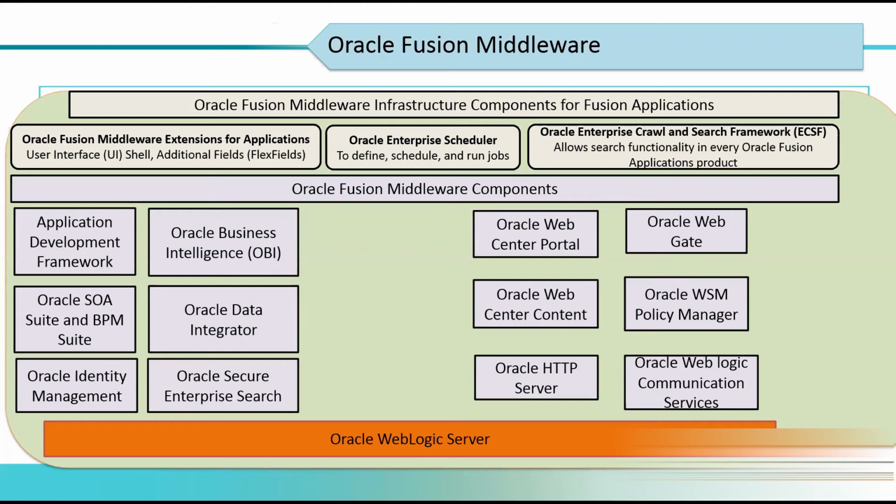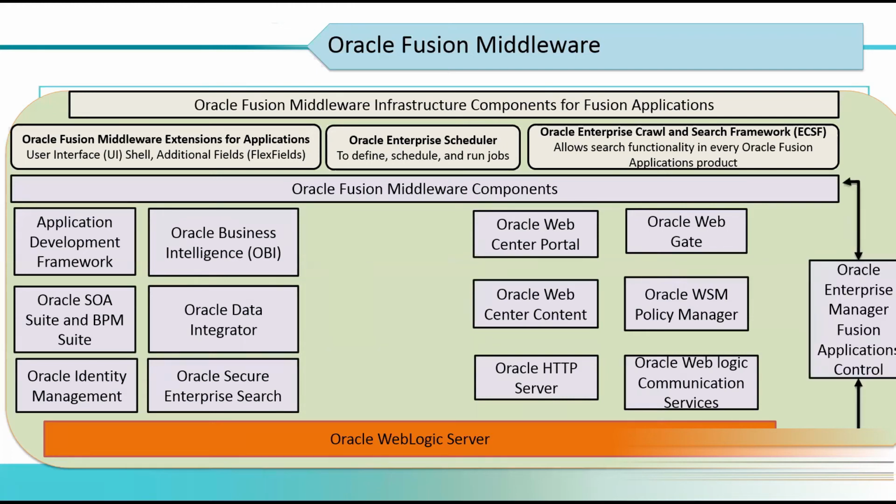Now, all these components, sometime or later, they have to talk together, right? For that, there is something called Oracle Enterprise Manager Fusion Applications Control, which will make sure that WebLogic server and middleware components are talking together. And not only that, it also makes sure WebLogic server and the Oracle middleware infrastructure component for Fusion applications are talking together. All these things will be managed by the Oracle Enterprise Manager. Okay, it is a Fusion middleware.